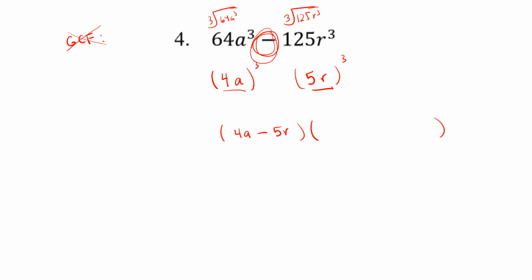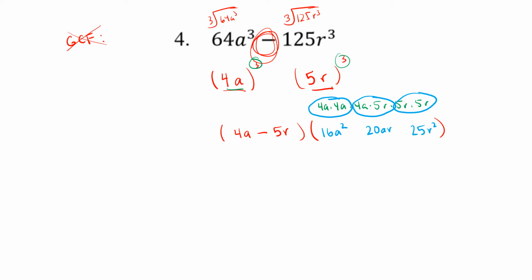To fill in that second parentheses, again, this is where we're using this fact that 4a to the third power means 4a times 4a times 4a. 5r to the third power means 5r times 5r times 5r. And we pair them up. Okay, left to right. 4a times 4a is 16a squared. 4a times 5r, 4 times 5 is 20 AR, doesn't matter which order you write those in, you can put RA, doesn't matter. 5R times 5R is 25R squared, giving us that second factor right there.